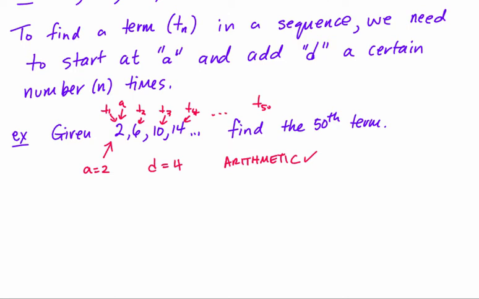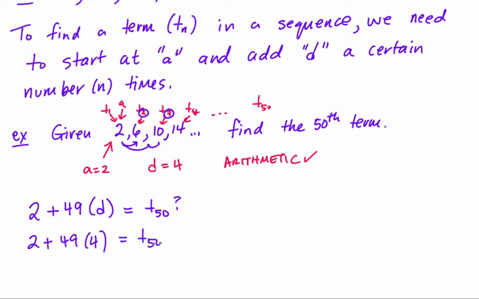So the question is, if we start at A, how many times do we add D to get to the 50th term? If we add D once, we're at the second term. We add D twice, we're at the third term. So I think we need to add 49 Ds to get to that 50th term. So we start at 2, we add D 49 more times, and D was 4, and we should end up at the 50th term, which would therefore be equal to 198, simply by doing a quick calculation rather than having to list this whole thing out.